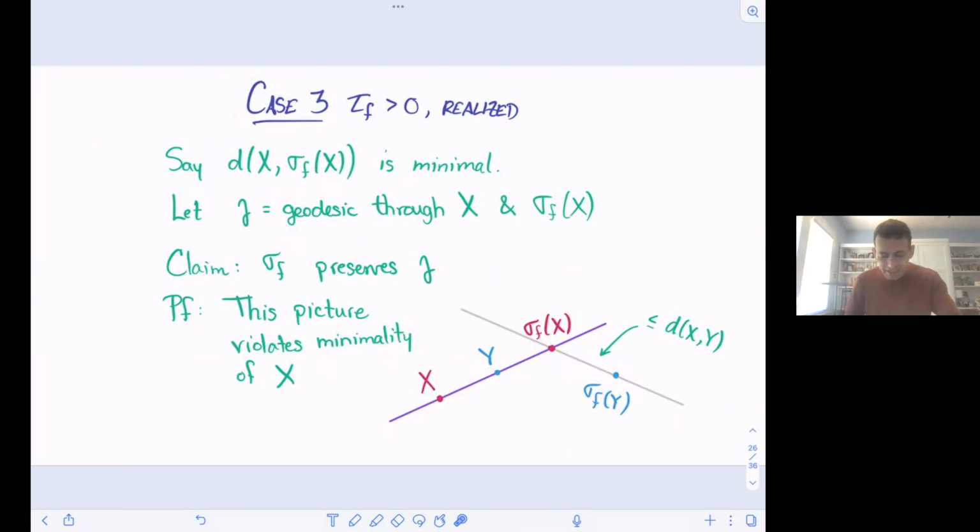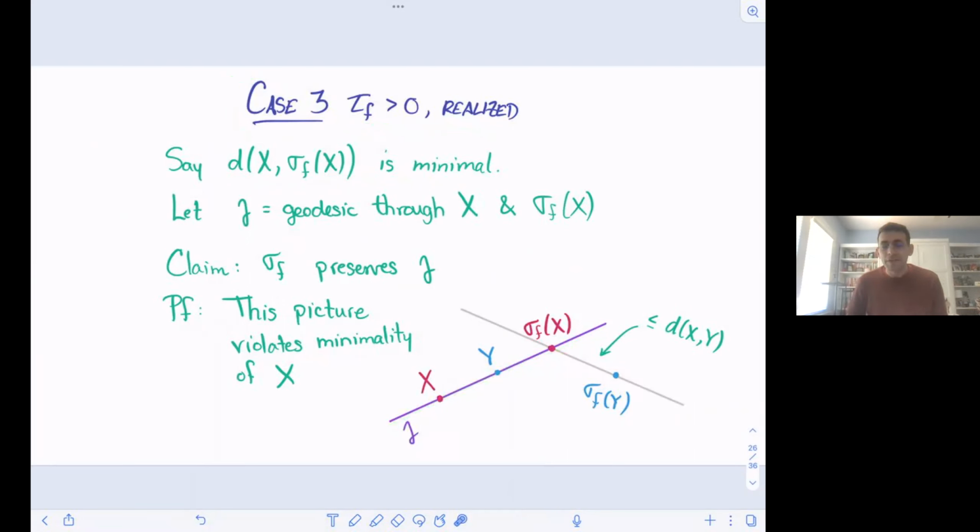So we're in the case where tau f is positive and realized. So you can choose an x that's minimal. That's what it means for the infimum to be realized. You take the geodesic gamma through x and sigma fx. That's this. And the claim is that the pullback map has to preserve gamma.